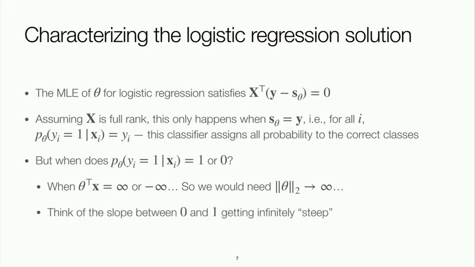We can intuitively think of this as the slope between 0 and 1 getting infinitely steep. So it's 0, and then it just jumps up to 1. Those are the only two values we even consider. We don't consider any data points having probability 0.8 or 0.2 or 0.5 or anything. It's only 0 or 1. That's all we're doing here.